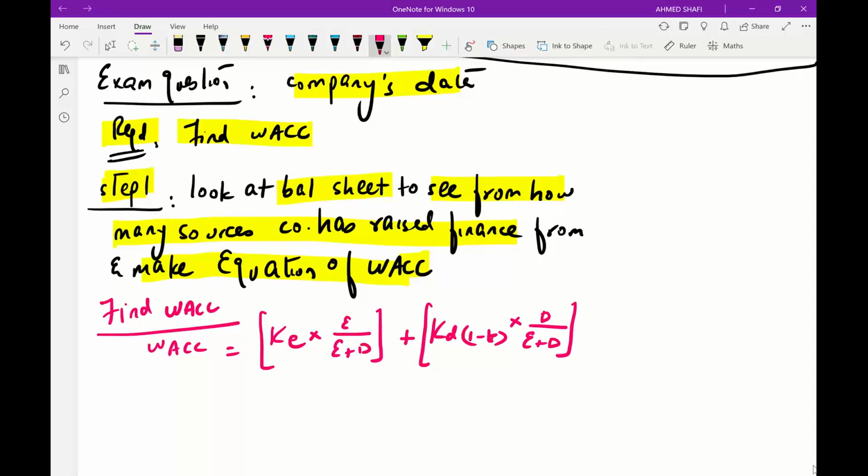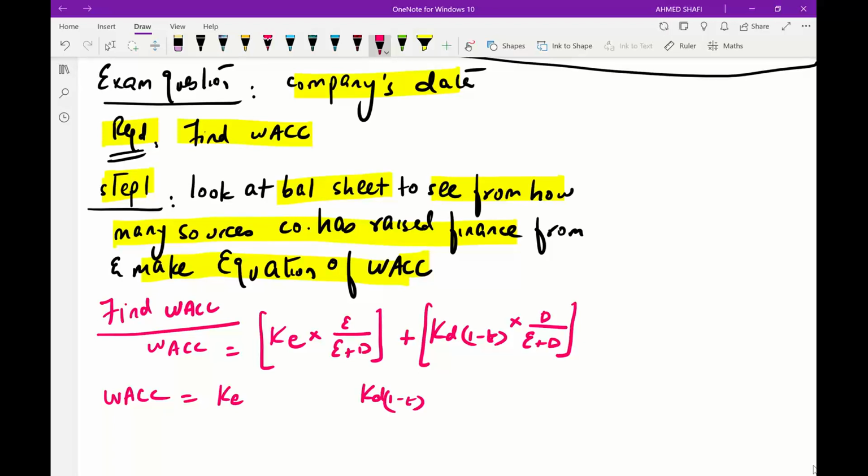Let's suppose, pay attention, you are asked to find WACC. You look at the balance sheet and you see the company is financed through three sources: equity, debt, bank loan. Make the equation. If it has raised finance through three sources, how much cost of capital does it have to bear? It has to give return to three parties and bear three costs. One, give return to equity holders, bear a cost KE. Two, give return to debt holders, bear a cost KD, 1 minus T, because that is after tax.